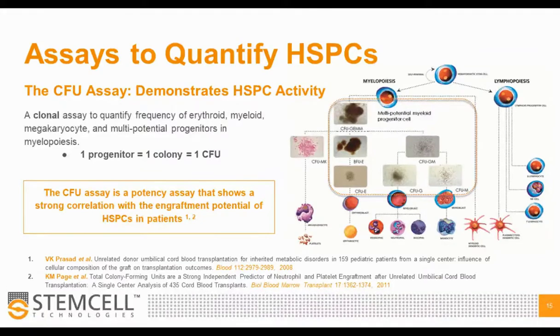Okay. So when you look at assays to quantify hematopoietic stem and progenitor cells, really the workhorse has been the CFU assay. It demonstrates hematopoietic stem and progenitor cell activity. It's a clonal assay. When you look at the diagram here, you'll see some images of measuring a progenitor cell. The difference between a progenitor cell and all the mature cells is that unique ability to grow. If it's a very early progenitor, it might have multi-potential, which means that it can make mature cells of different cell types.